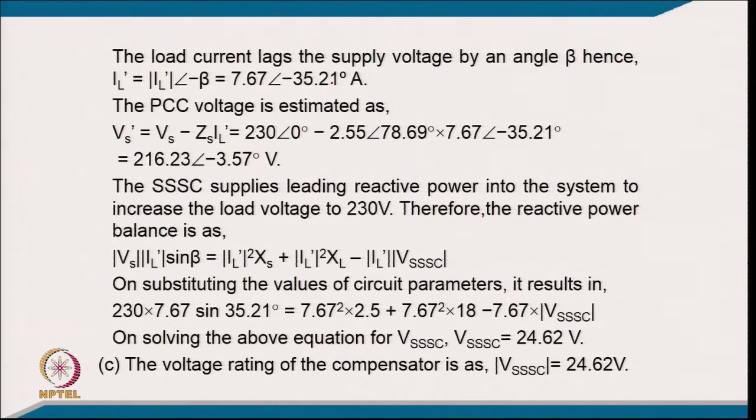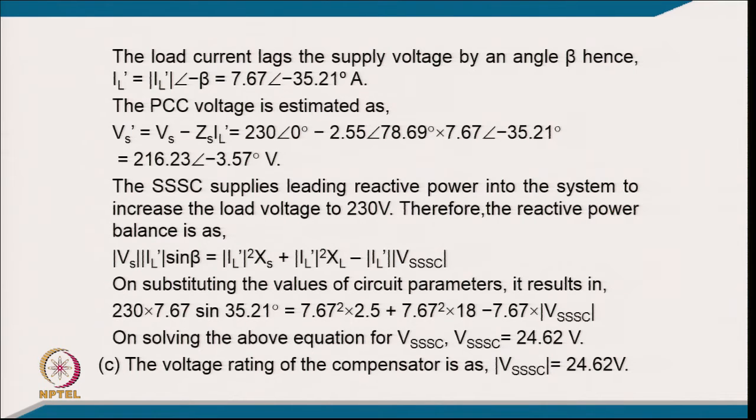The PCC voltage is estimated, that is Vs dash equal to Vs minus Zs into IL. So, putting in the values we get the point of common coupling voltage as 216.23 at the angle of minus 3.57 degree volt. The SSSC supplies leading reactive power into the system to increase the load voltage to 230. Therefore, the reactive power balance is achieved.